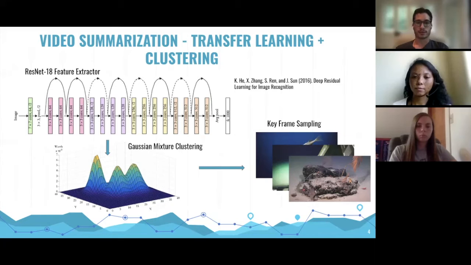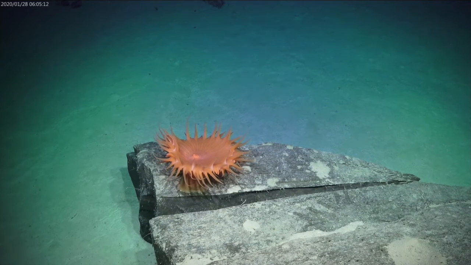We then passed the outputted feature vectors to a Gaussian mixture clustering algorithm, which clusters the frames into similar groups, which are then sampled to determine the keyframes chosen for each dive video. Finally, the highlight video for a dive is generated based on a time window surrounding each chosen keyframe. Now we will show an example of a generated highlight video.